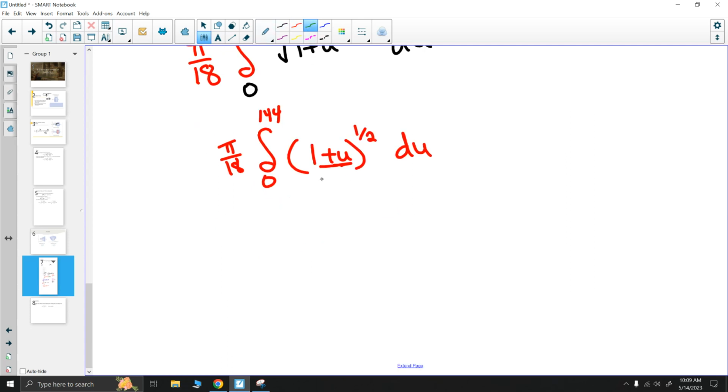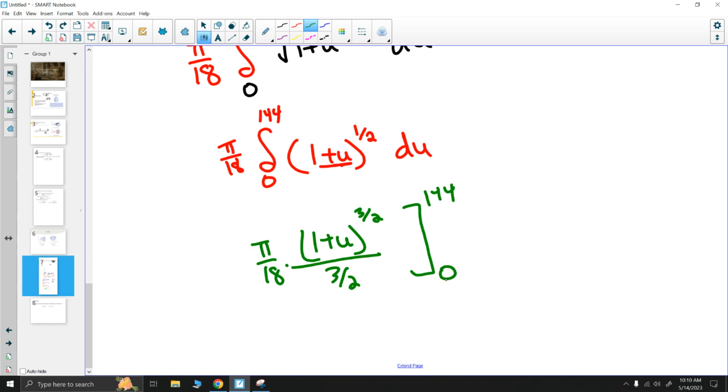Okay, so power rule: raise it to the power by 1, so it's 1 plus u to the 3/2, and then we divide it by the new power, 3/2, and also by the derivative of the inside, but the derivative of the inside here is just 1, so it's not necessary. So I don't need that integral. So this is going to be pi over 18 times this thing from 144 to 0.